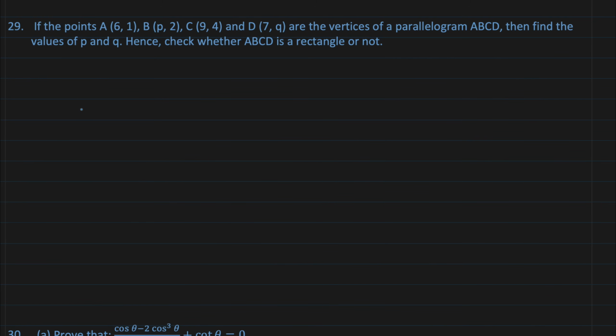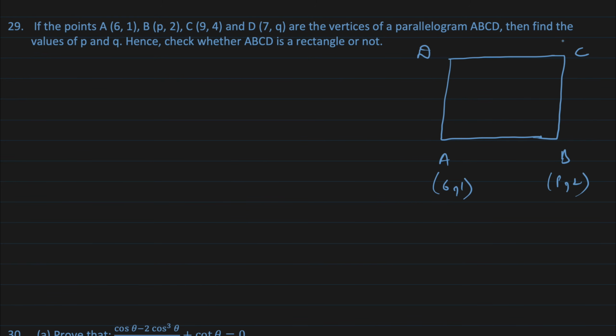Now question number 29, if the points A(6,1), B(p,2), C(9,4), D(7,q) are the vertices of a parallelogram ABCD. So for this, I'll just draw a rough figure for you. You don't have to draw this rough figure in your exam, but if you do, it's good only. A, B, C, D. Faster to make you understand also, I'm doing it.